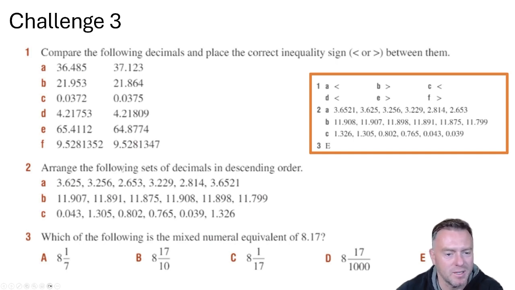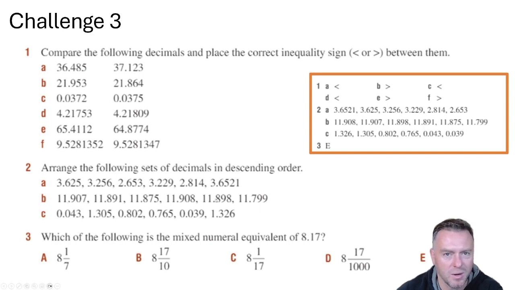Then we rearrange these sets. So they want them in descending order, so from biggest to smallest. So going across, it looks like the 3.6521 is the biggest. Then you've got the 3.625. Then you've got the 3.256. Then the 3.229. Then the 2.814. And lastly, the 2.653.